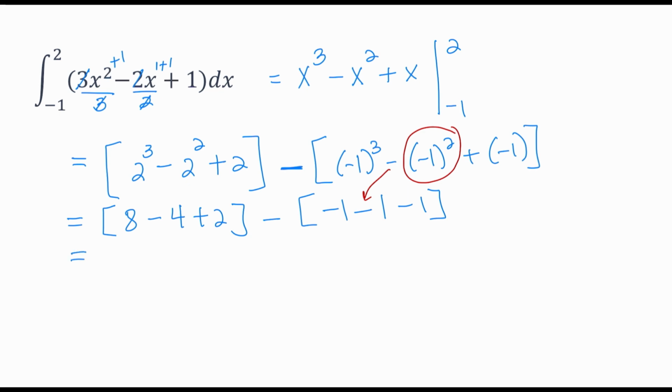So 8 minus 4 is 4. 4 plus 2 is 6, minus negative 1 minus 1 minus 1 is negative 3. So I really have 6 minus negative 3. Negative negative is a positive, so the answer is 9.